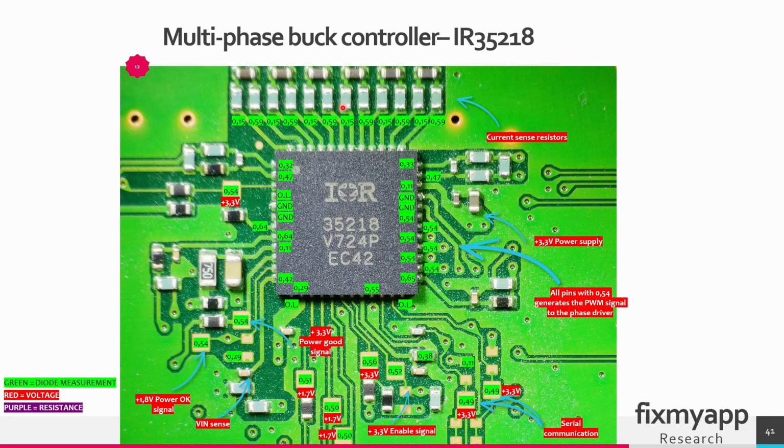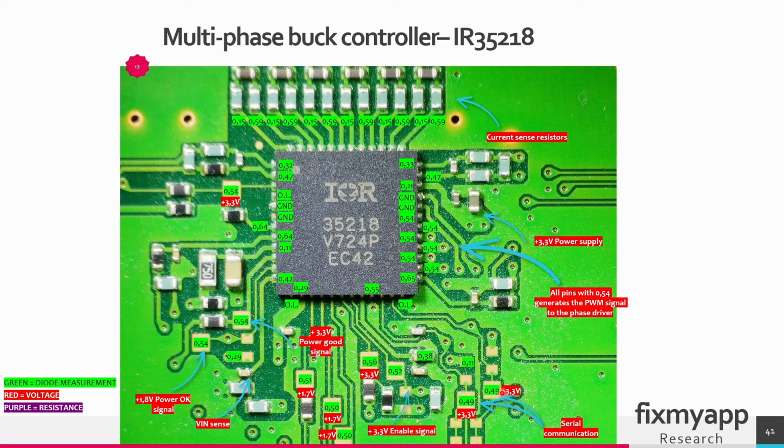These resistors here are the current sense resistors. In green are the diode measurements. On this pad here you can measure the power supply of 3.3 volt. This will go to the VCC pin. All the pins here are the PWM signals. So these signals will go to the phase driver IC.